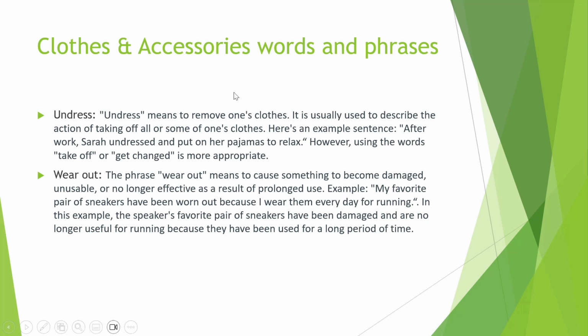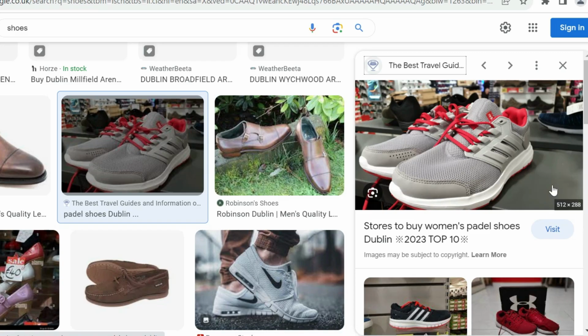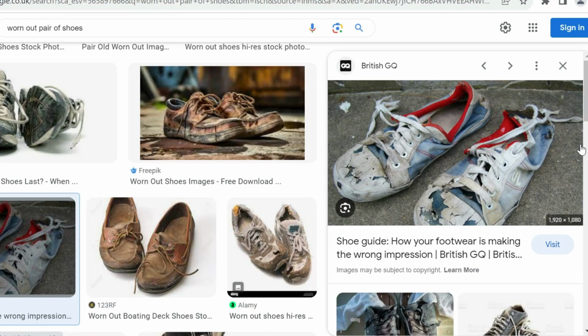Now, let me give you an example of what this will actually look like. Here are the shoes that this person used. This is what they bought. Now, when the shoes are worn out, this is what they look like. So here is a worn out pair of shoes.